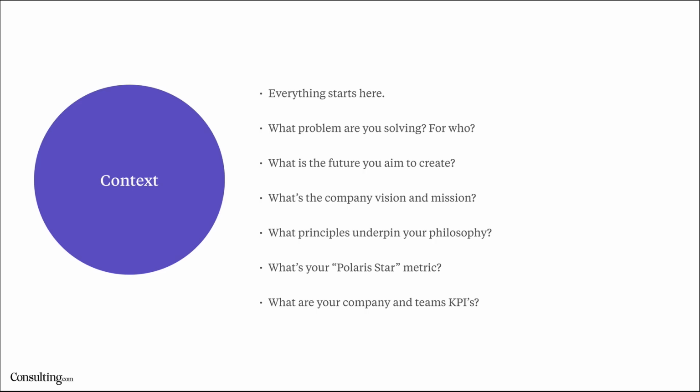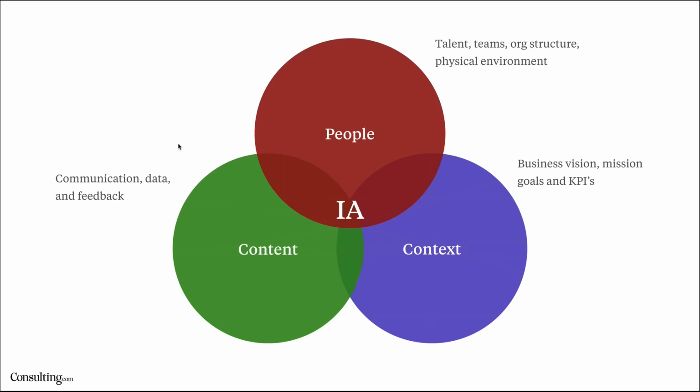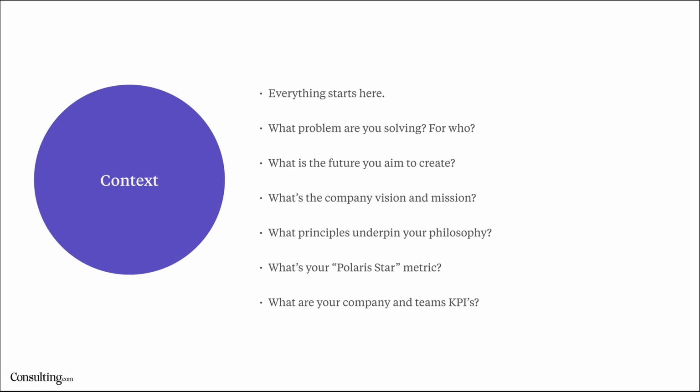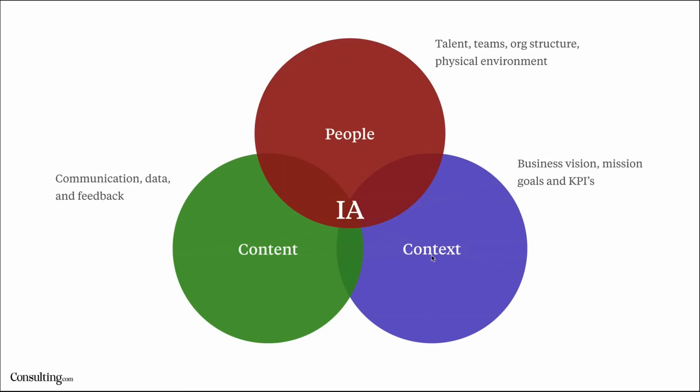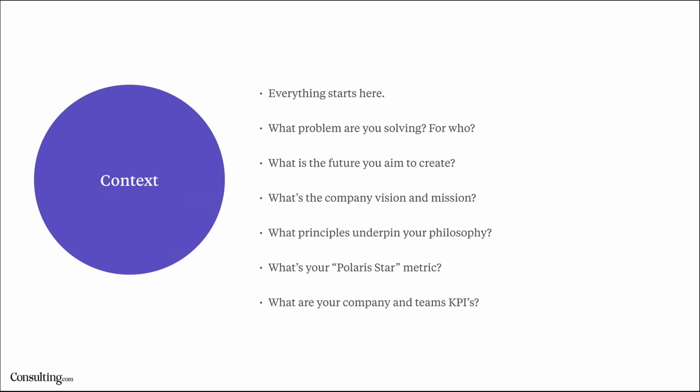What I'm going to do right now is walk you through each one of these three, people, context, and content, and tell you what I've learned from my experience so far. I'm sure this will help you a lot. With context, you want to start with context. Everything must start here. If you don't start here, you don't even know what people you should have on your team, and you don't know what content those people need to achieve this context. So it starts with context. Everything starts here.